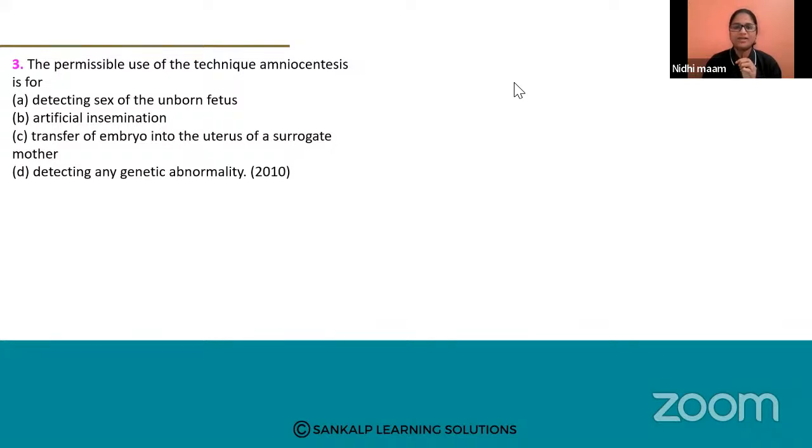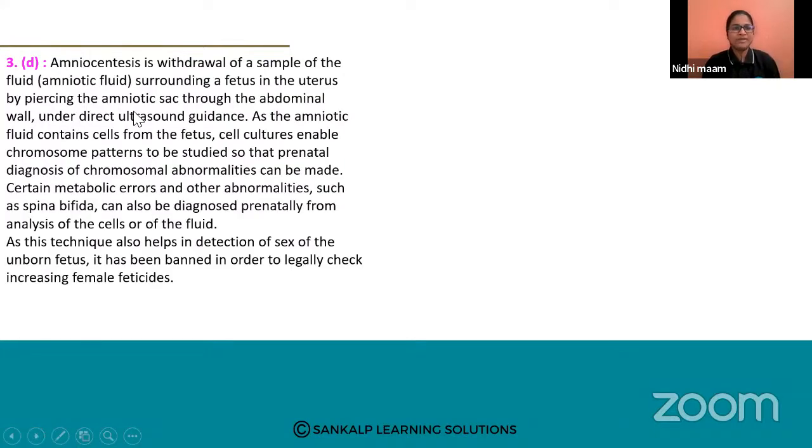Be fast. So option D, detecting any genetic abnormality, is the right one, the most appropriate one. Here you can see. Yes, Lubna, can you read the slide? Yes, ma'am.